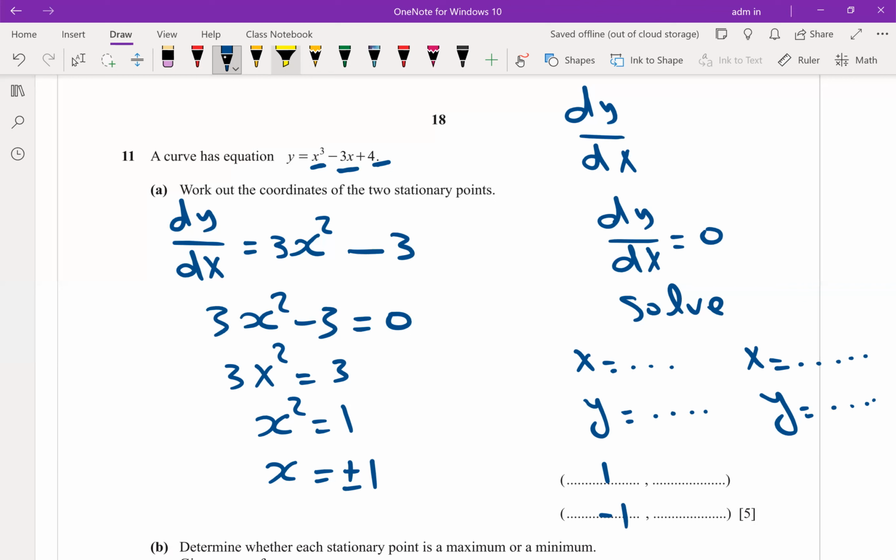How to get the values of y? Substitute in which function? The original one. Substitute by 1: 1 to the power of 3 minus 3 times 1 plus 4. Then substitute by -1: -1 to the power of 3 minus 3 times -1 plus 4. Give me the final answer. First one is (1, 2), second one is (-1, 6).